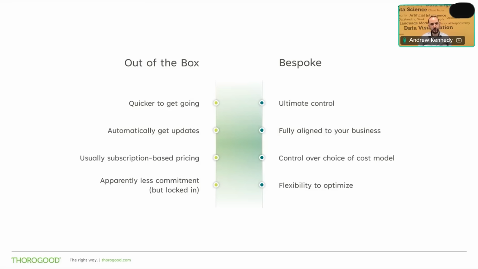Then there's things like out-of-the-box tools will automatically get updates, or at least typically vendors are releasing new capabilities regularly into these tools. With a bespoke application, you've got to do that yourself, but the benefit there is that you're fully in control again of what you build in, and which capability your business needs next is the thing that defines which capability you build in next, rather than the vendor deciding.